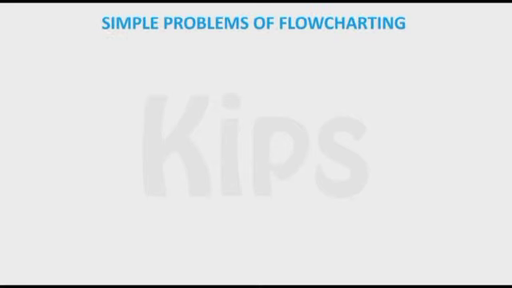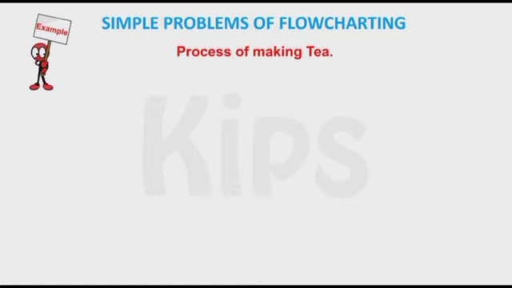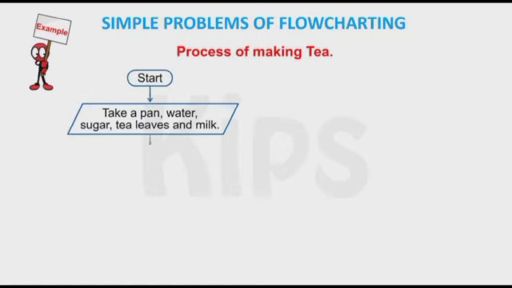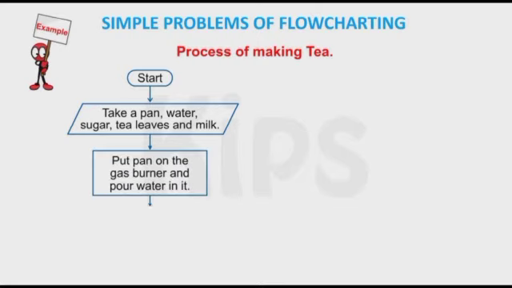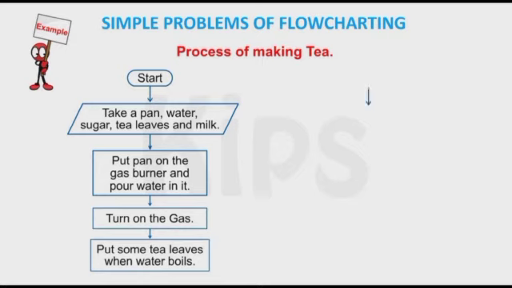Simple problems of flowcharting. Process of making tea. Start. Take a pan, water, sugar, tea leaves and milk. Put the pan on the gas burner and pour the water in it. Switch on the gas.